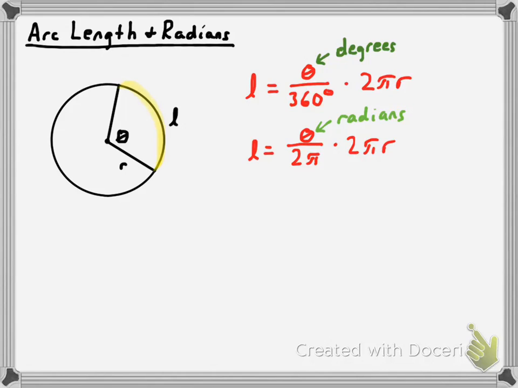Now, hopefully you can already see something that's kind of nice here with this formula. You notice when you multiply theta over 2 pi times 2 pi r that the 2 pi's are going to cancel out. And then the formula becomes this very, very simple thing. The arc length is just equal to the radius of the circle times the central angle measure theta. L = r theta. That's how you find the arc length whenever you have a central angle measured in radians.